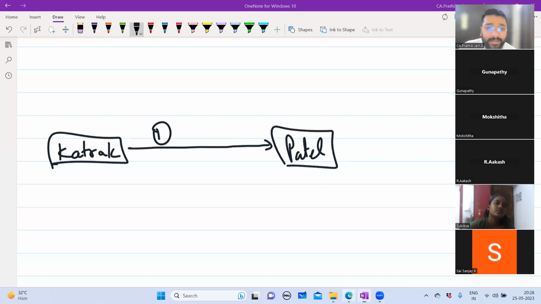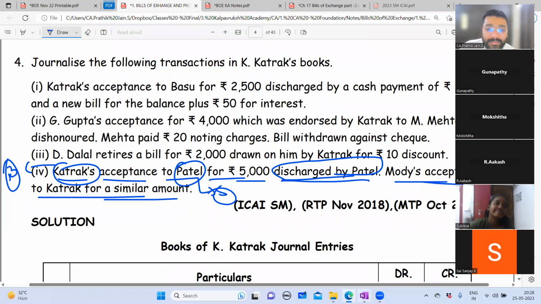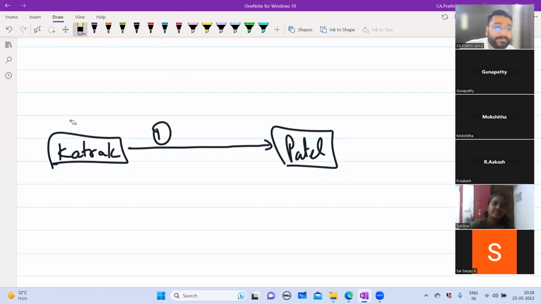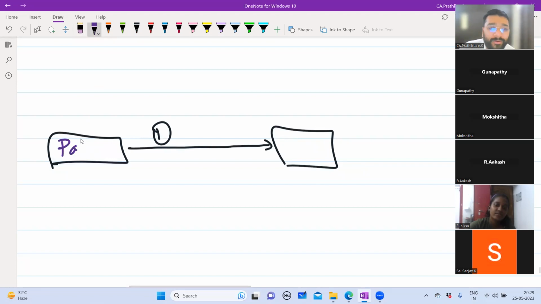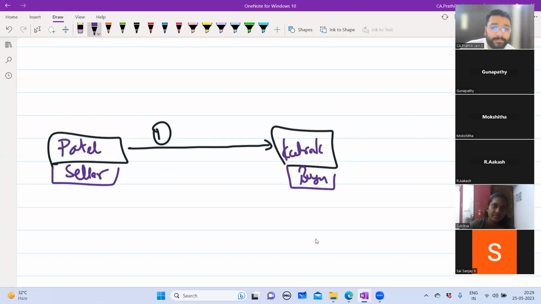Now this is Katrak and Patel. So Katrak is what? Buyer. Patel is seller. So I put it the wrong way round. Sorry. Sir, you concentrate here, sir. You don't concentrate on Pattu. You're writing it wrong. Okay, accepted. This is Katrak. So Patel is seller. Katrak is buyer.